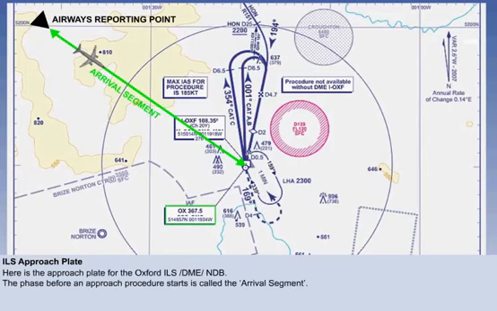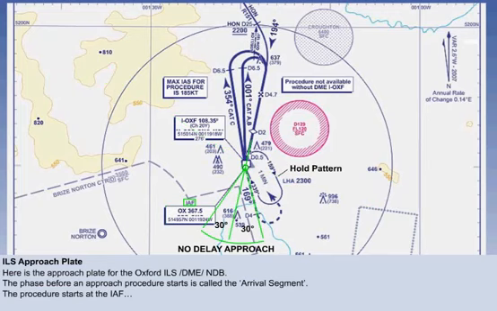As we look at the procedure turn, we need to define some terms, starting with the arrival segment. This refers to that part of the flight from the last airway reporting point to the initial approach fix, labelled IAF on the chart. If the aircraft is not coming from an airway, then it is that phase of flight approaching the initial approach fix. The initial approach fix, labelled IAF on the chart, marks the start of the procedure.